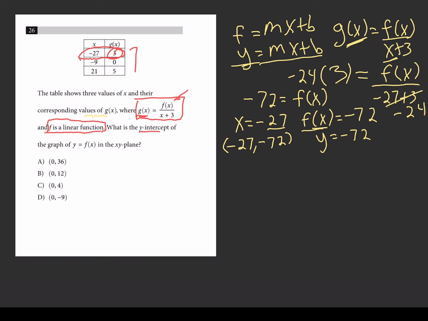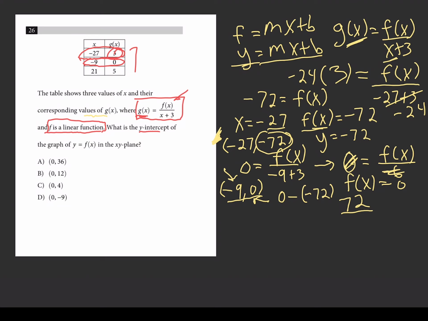So let's do the same process again, but this time we can go with plugging in a negative 9 for x, and then g of x is 0. So the equation was g of x equals, so 0 equals the f of x over, and I'm plugging in -9 for x plus the 3. That's going to mean that I've got 0 equals f of x over -6. Well, when I multiply both sides by -6, of course there's a 0 here, so it turns out f of x comes out to be 0.